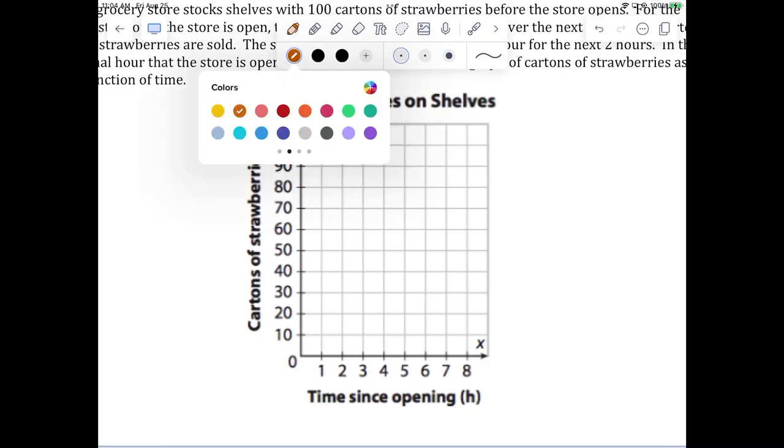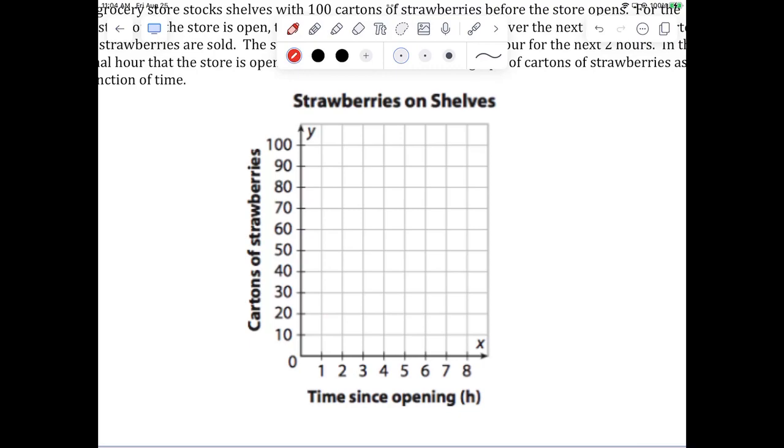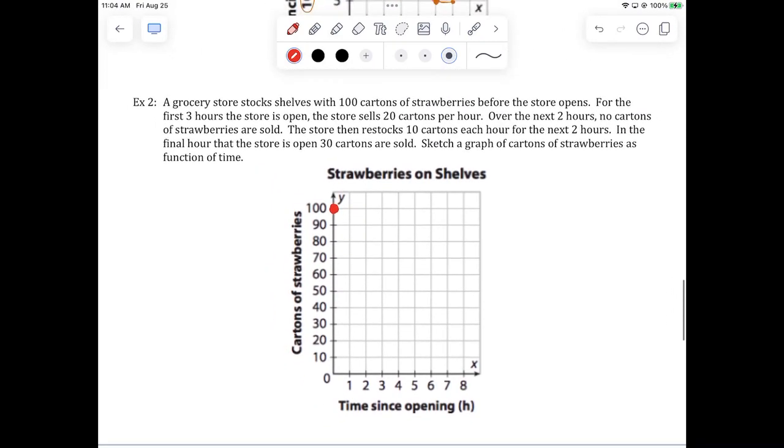I'm going to use strawberry red. So right there. There's 100 cartons at t equals 0 when the store opens. For the next 3 hours, the store is open. The store sells 20 cartons per hour.